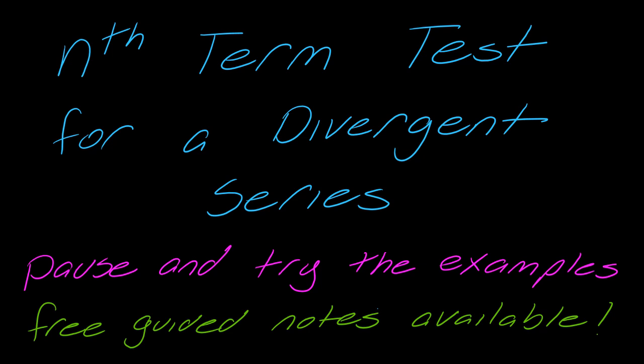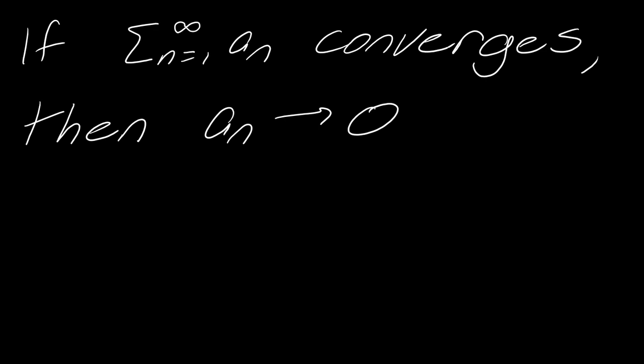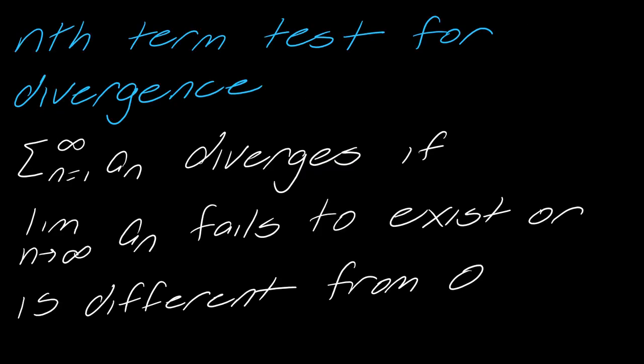So we're going to talk about the nth term test for a divergent series. Just a little fact: when a series converges, then a sub n, the sequence of its terms, converges to 0. So the nth term test for divergence says a series diverges if the limit of that sequence fails to exist or if it's different from 0.